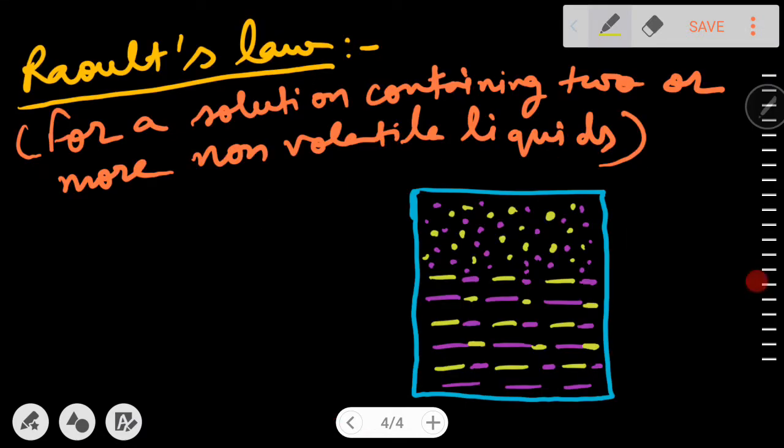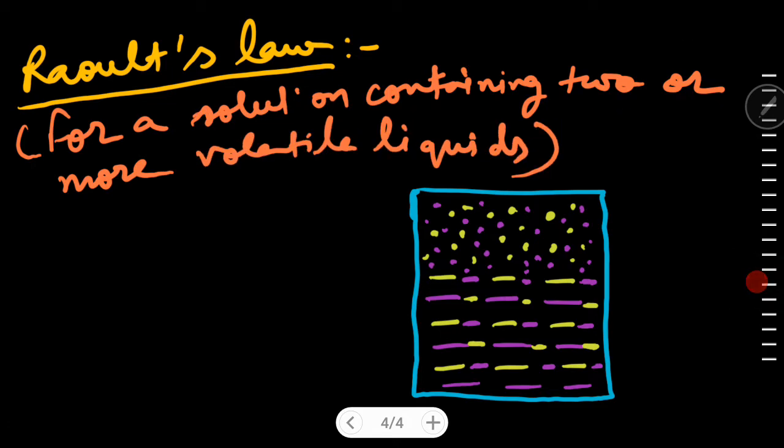Now, the Raoult's law for a solution containing two or more volatile liquids. To understand this Raoult's law, again I made one vessel containing two liquids. One is shown by the green color, another is shown by the pink color. Both of these liquids are volatile, so both will be vaporized to give their vapor. Above the liquid surface, there is vapor of both the components.